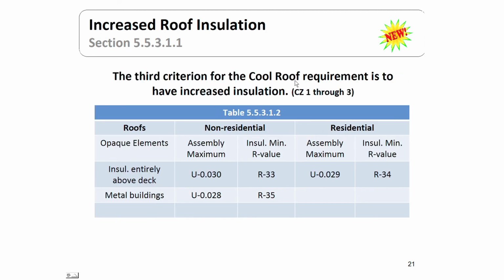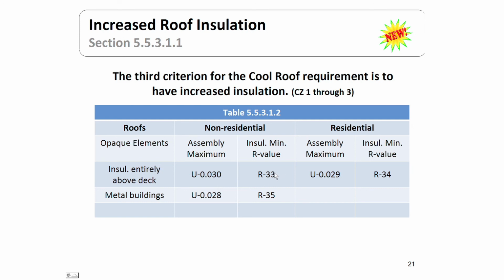This is the third criterion for the cool roof. If you can't meet the SRI requirement or the reflectivity, emissivity requirement, then you can use this table. Again, showing you this is only climate zones 1 through 3 for all the opaque elements on the roof. You look at the assembly maximum U value for non-residential and residential. So if your insulation's entirely above the roof deck, it's 0.03. If it's a metal building, it's 0.028. So a very simple requirement, and it's only in one simple table like this.